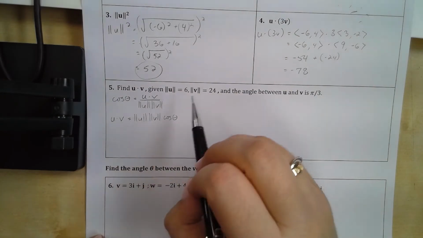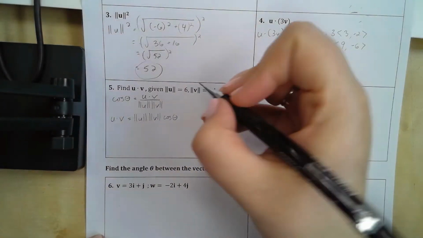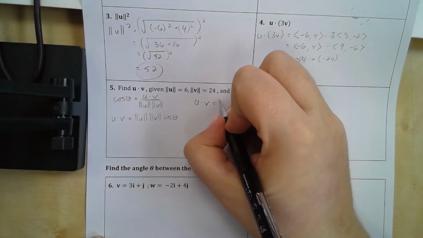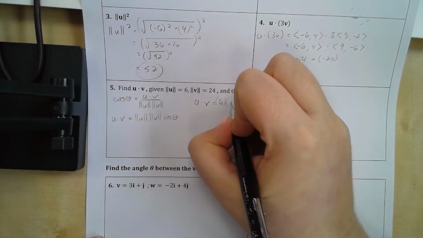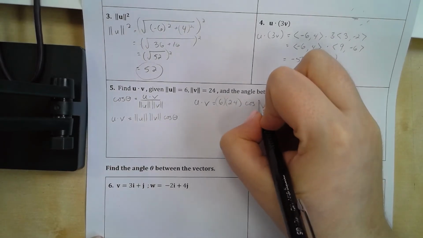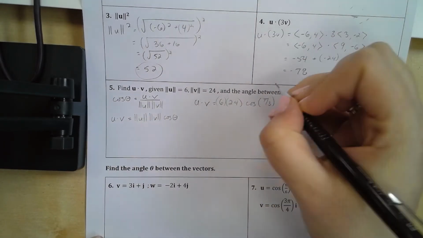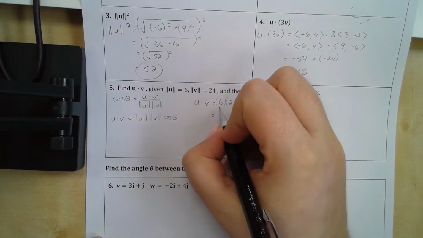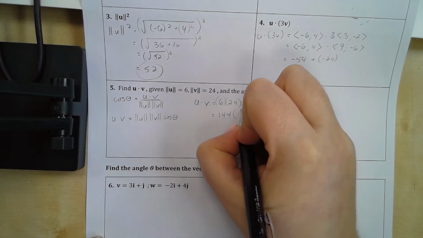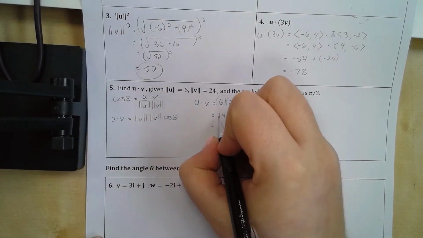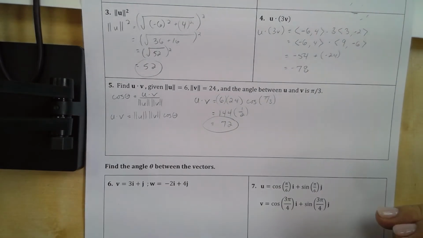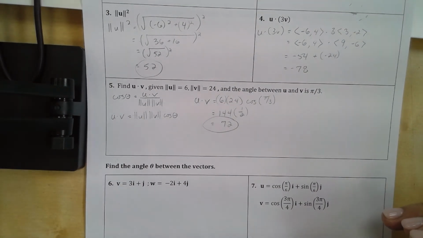So we can use this information to actually find this. We know that u times v is going to be equal to the magnitude of u, which is 6, times the magnitude of v, which is 24, times the cosine of pi over 3. Well, 6 times 24 is 144. Cosine of pi over 3 is 1/2. So this is equal to 72. All right. I think that this problem initially looks really complicated, but as you do it, it's actually pretty easy.